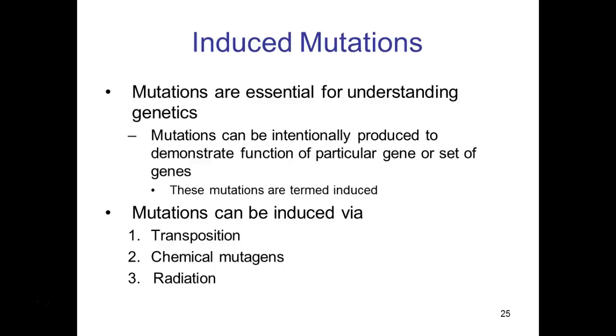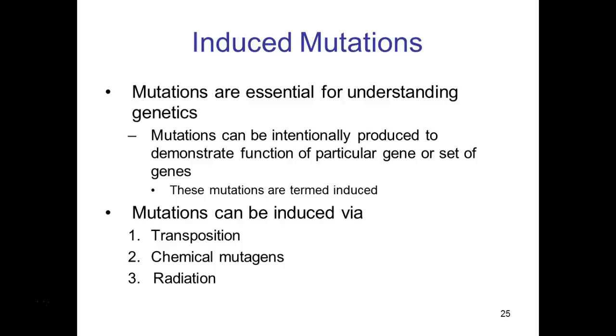When we do this on purpose, they're referred to as induced. So even though transposition, transposons, this phenomenon of insertion and knockout, happened in nature, and Barbara observed it in the maize corn, we can cause it to happen in the lab.